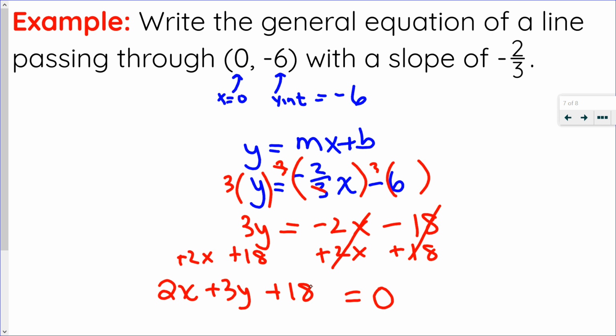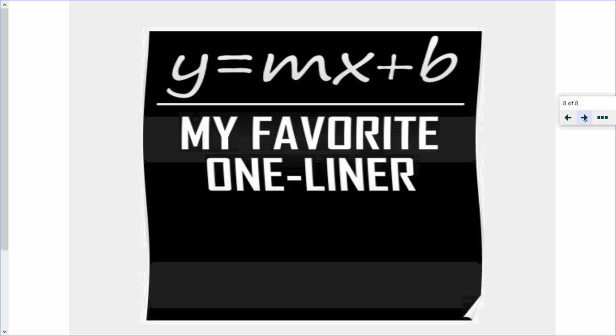So now you have 3 types of equations that you can use: slope-intercept form, point-slope form, and the general equation or general form of a line. But I'd have to say overall that y equals mx plus b is my favorite one-liner.